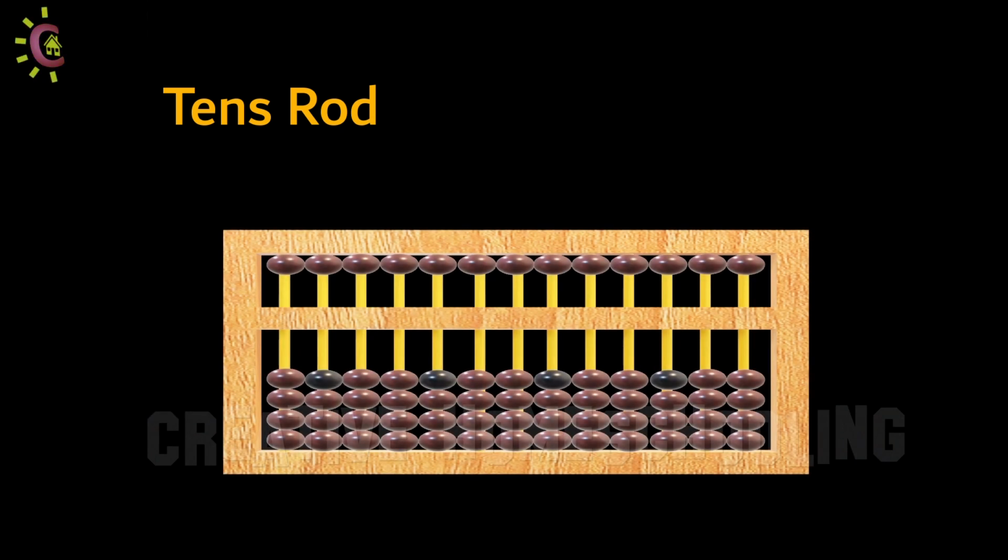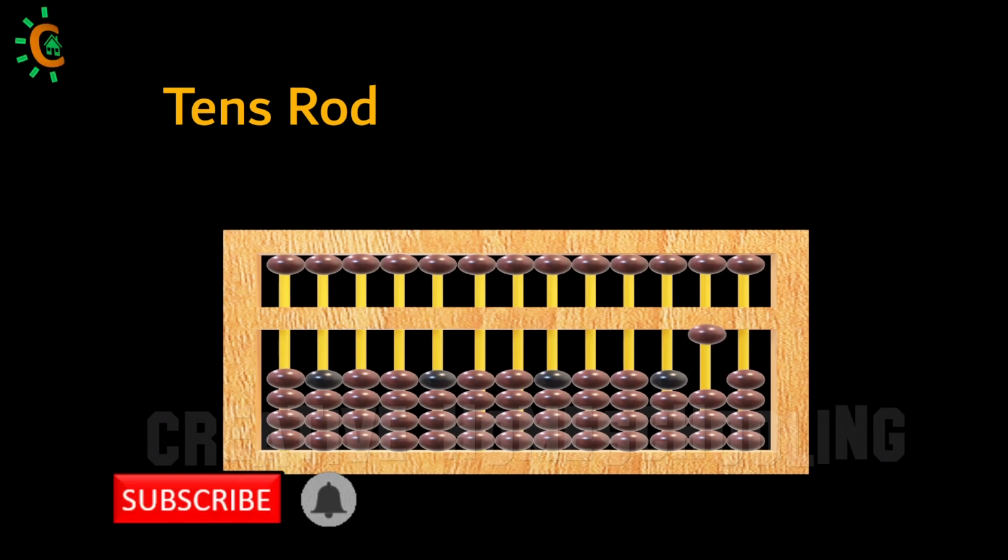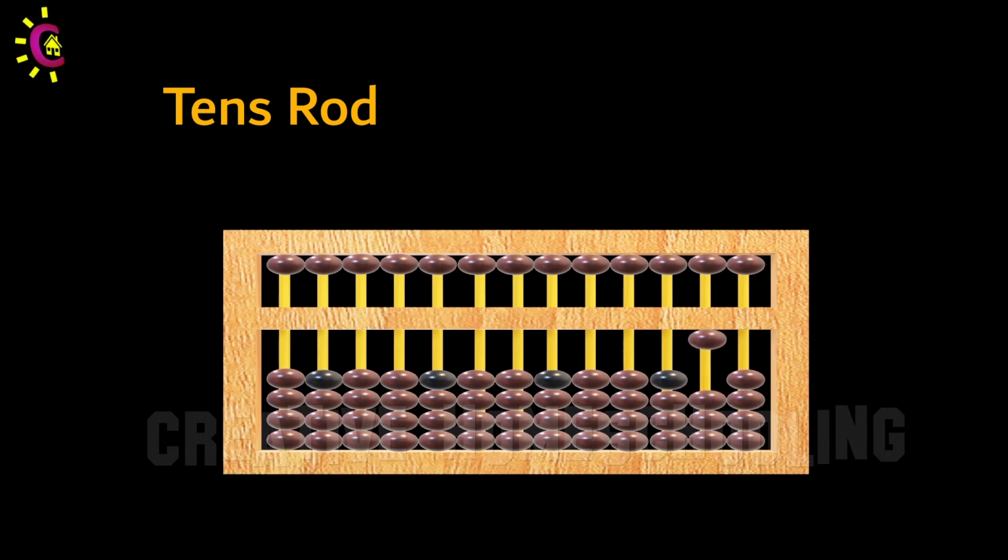Each of the 10 beads below the beam obtains its value when it is moved up towards the beam and loses its value when it is moved back down to its former position. On the other hand, the 50 bead above the beam obtains its value when it is moved down to the beam and loses its value when it is moved back up.